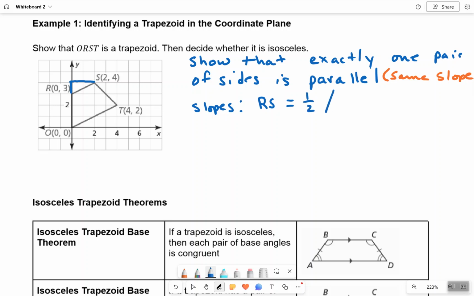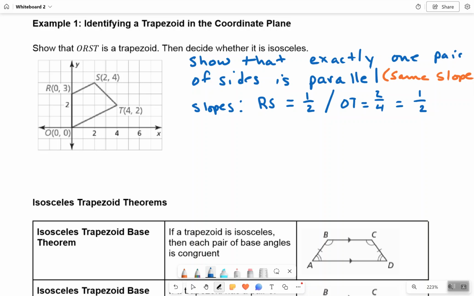Okay, let's look at that other one, O to T. Kids, to go from O to T, it looks like I've got to rise 2 and run how much? But what's 2 over 4 reduced to? Okay. So we've got those slopes, don't we, kids? So do we have at least one pair of parallel sides? Is it possible that 2 pairs might be the same slope? How does it look like these are even close to the same slope?